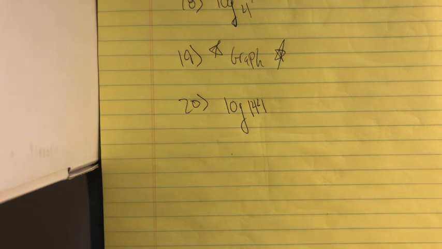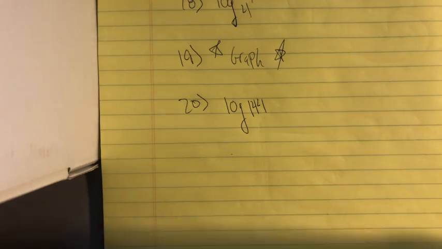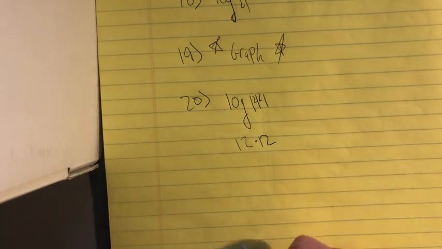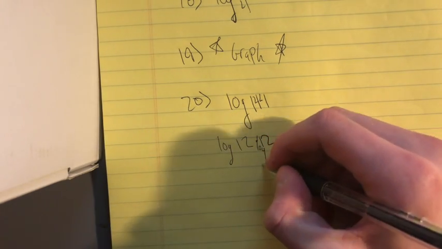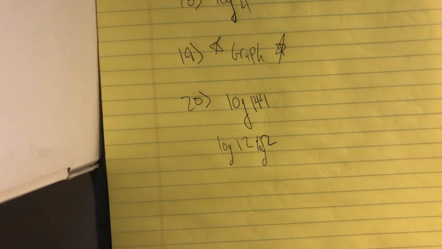So we have to break up 144, so we know that 12 times 12 is 144. So that'll work. So what we want to do is it's going to be log 12 times log 12, I believe. Or wait, I believe that is incorrect.